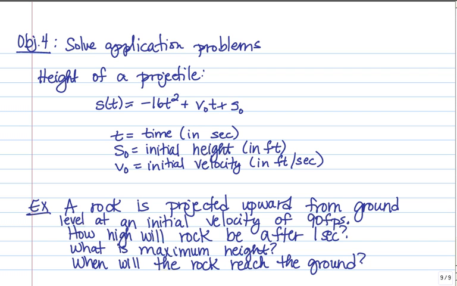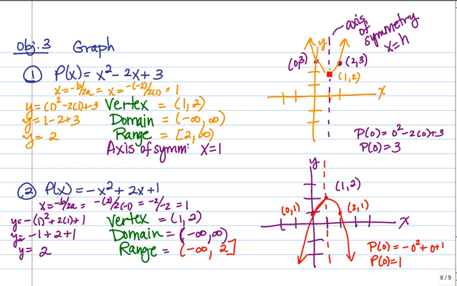You're going to have some application problems in here, and those generally are going to ask you to find the maximum or minimum value. Anytime you see that dealing with a parabola, one thing you should notice is the vertex point is either the lowest point in the graph or the highest, depending on the direction it opens. If the parabola opens up, that vertex point is a minimum point. If the parabola opens down, that vertex is a maximum point.